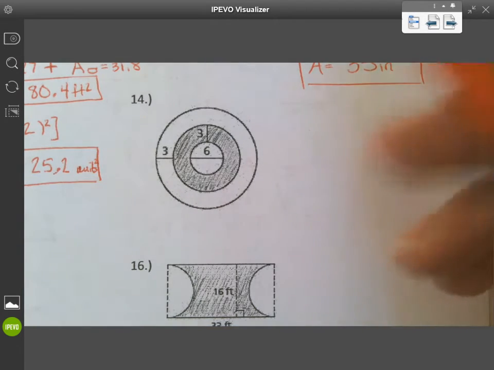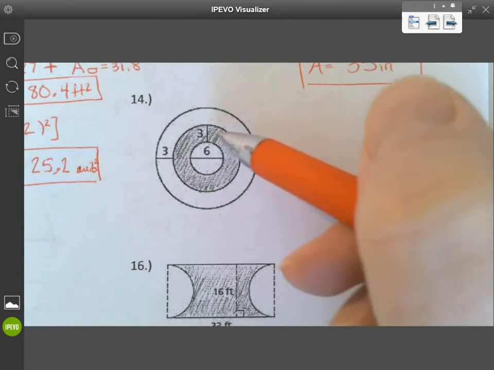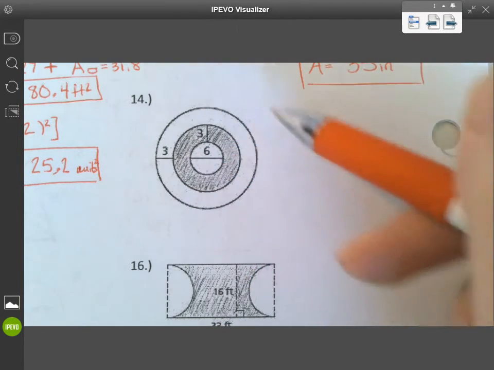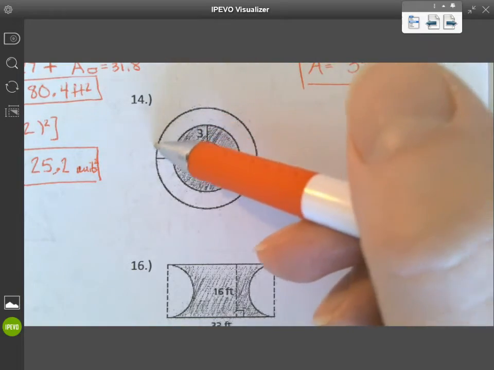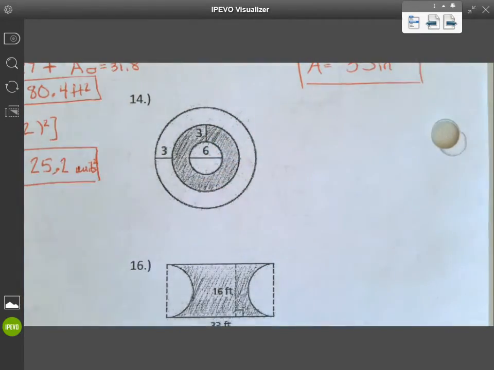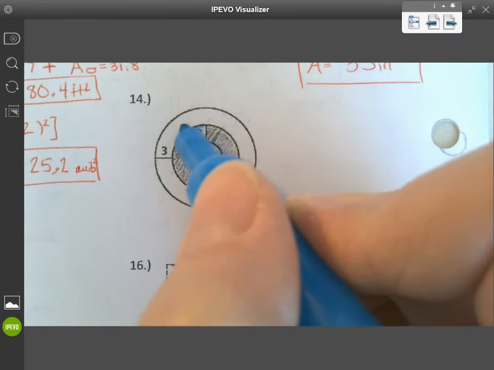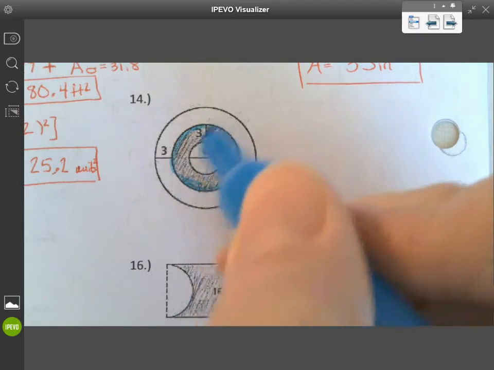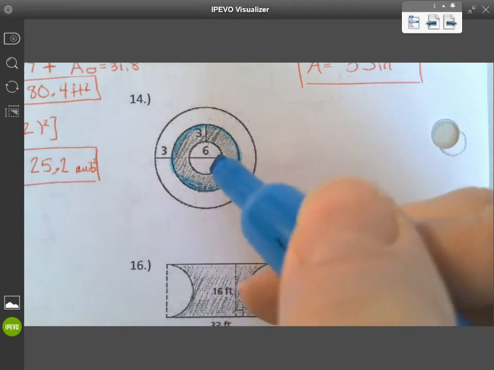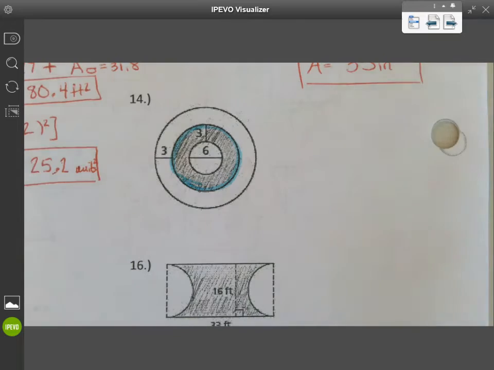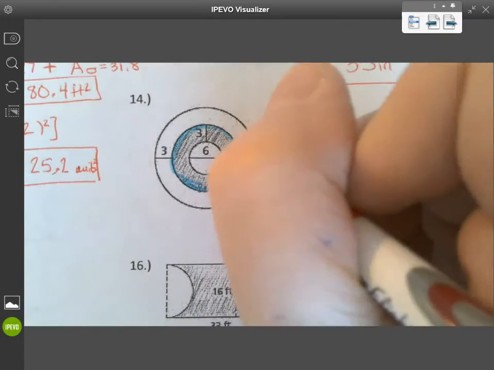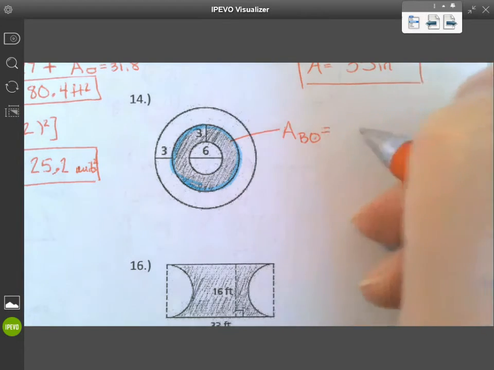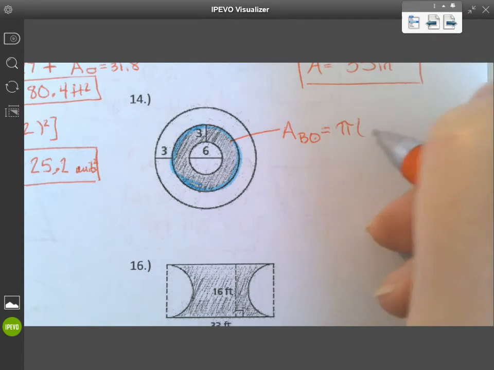Yeah. All right. Well, I want this donut shape. Do I really care about this big circle? I actually don't need to find the area of the big circle. I'm going to ignore that and find the area of this whole circle. If I do this, I'm finding the whole circle, including that little guy. Then I'm going to take the little guy out. So find the area of the big circle, B circle, and that is pi times the radius squared.